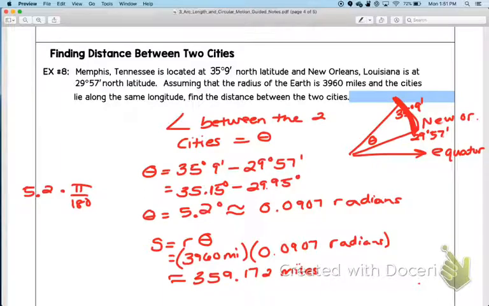There we go. So our final answer would be that Memphis and New Orleans are about 359 miles apart.